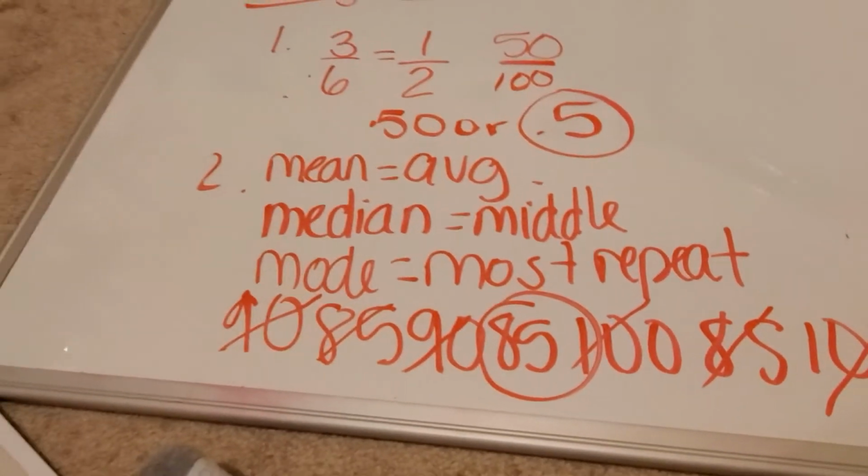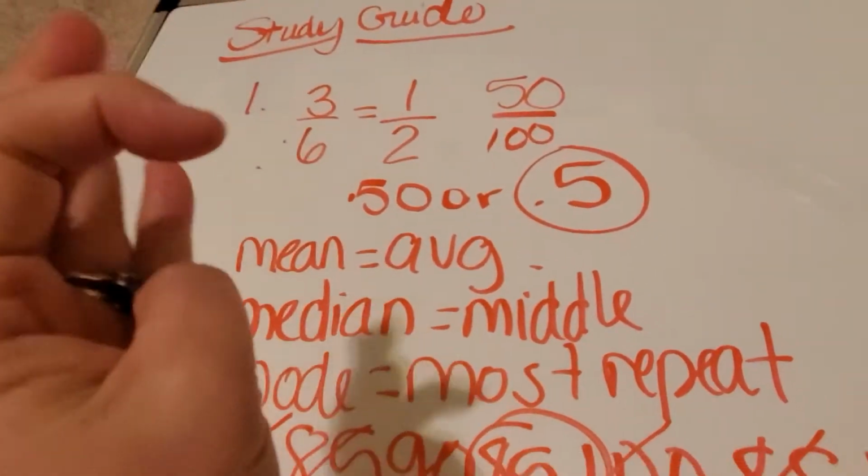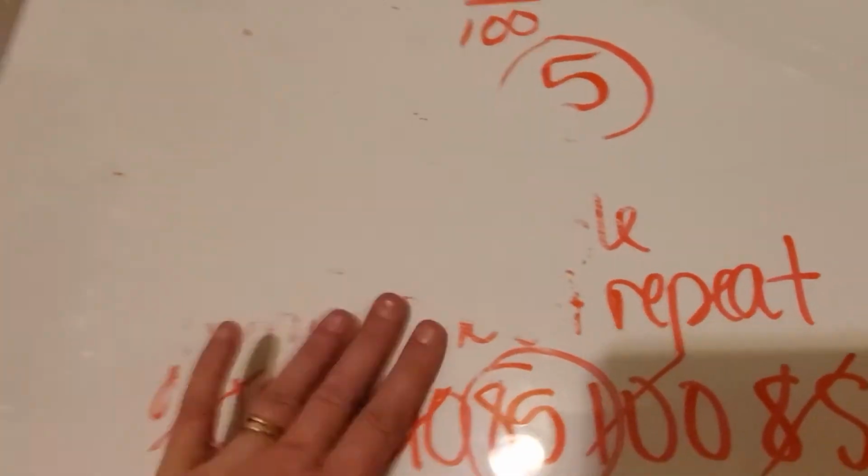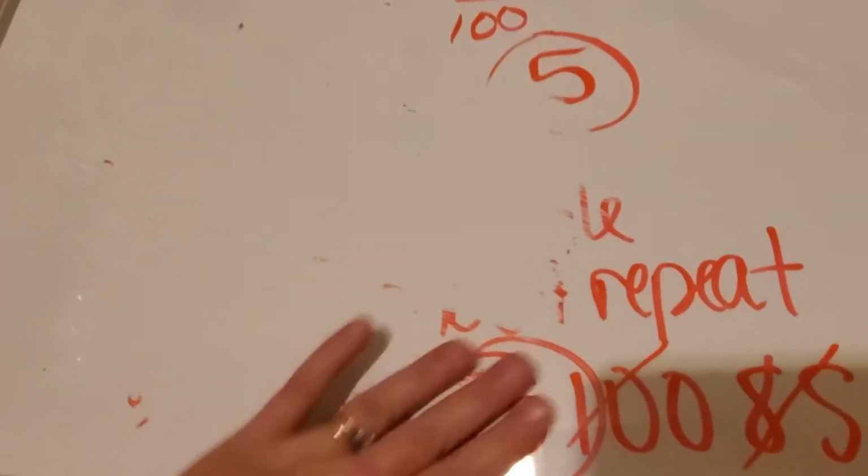Okay? All right, the next one, which is, I forgot, I'm in the girls' room because everybody's playing the Nintendo Switch in the living room.